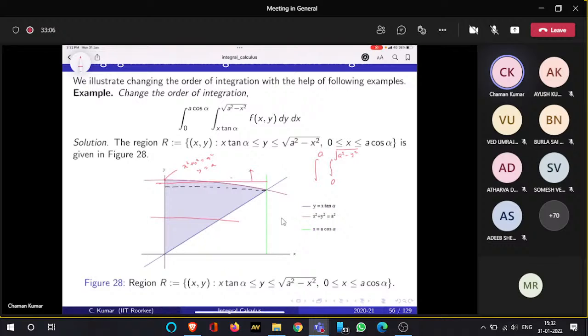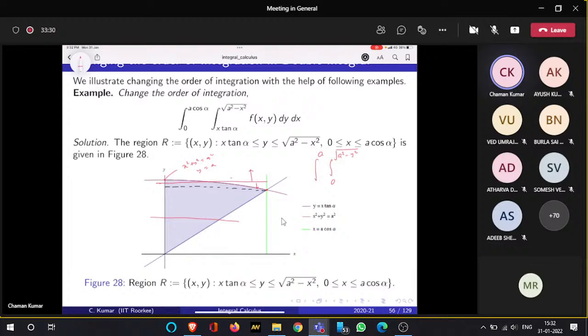Now, if you take this curve downward, then it will exit this region, this dotted black line. It will go past the black line from this point onward. And this point is the point of intersection of the circle and the straight line. So that will give you the lower limit of y.